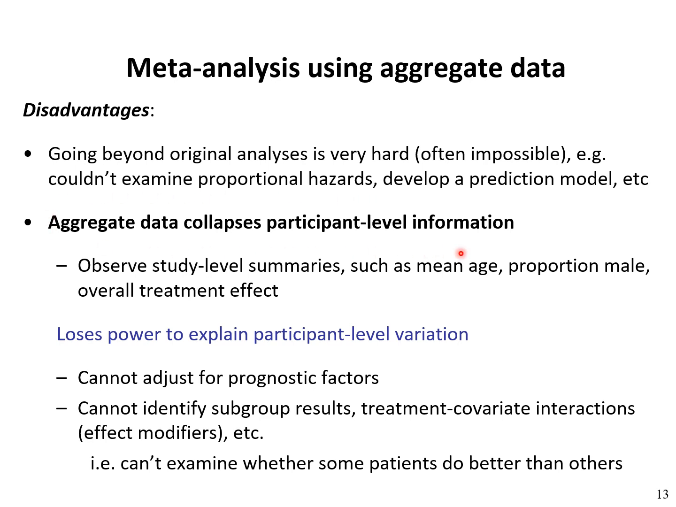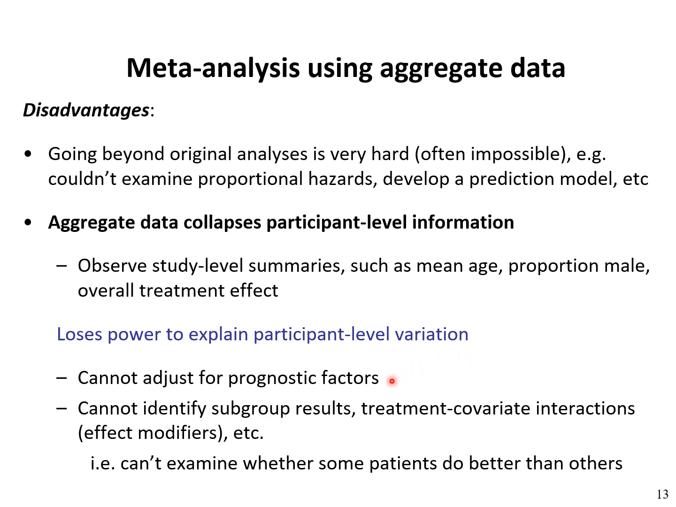A major issue is that the aggregate data is summarizing the participant level information, so you're collapsing participant level data down to an average for that study. So you observe mean ages, proportion male, the overall treatment effect. So this means you've lost power to explain participant or individual level variation.